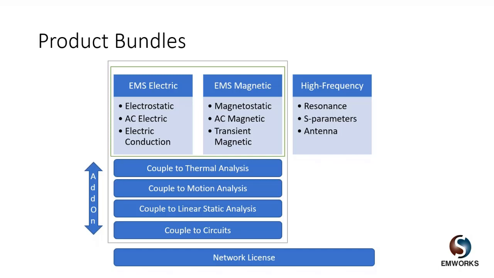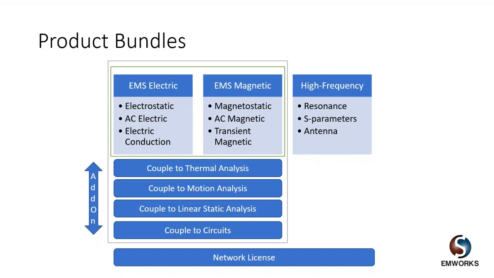The example that I showed you using AC magnetic coupled to circuit, you need to have the EMS magnetic bundle. Now, the EMS magnetic bundle can solve static problems, magnetostatic, and AC problems using AC magnetic, which is a frequency domain type of solution. We also have a transient magnetic, which is a time domain magnetic problem. Now, EMS bundles can be coupled to enable multiphysics. We have coupling to thermal, motion, structural, and circuits. And EMS license comes both as activation and network licenses.